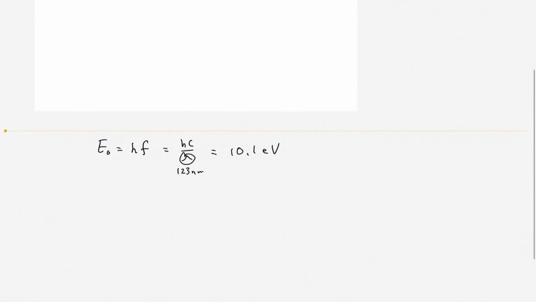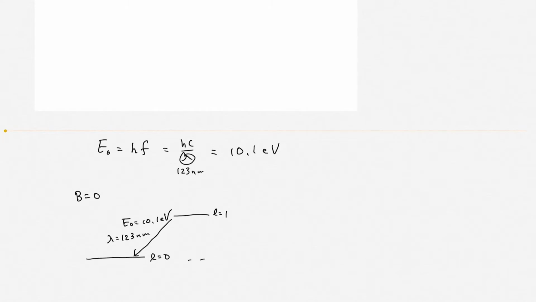So the atom emits light in the case of zero magnetic field by transitioning from the higher energy state, the L equal 1 state, to the L equal 0 state. So this energy E sub 0 is 10.1 electron volts. By this transition, the emission wavelength lambda is 123 nanometers.